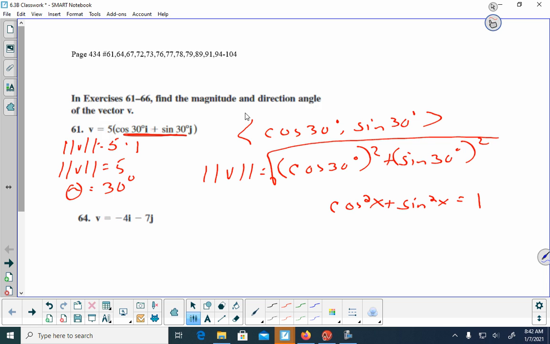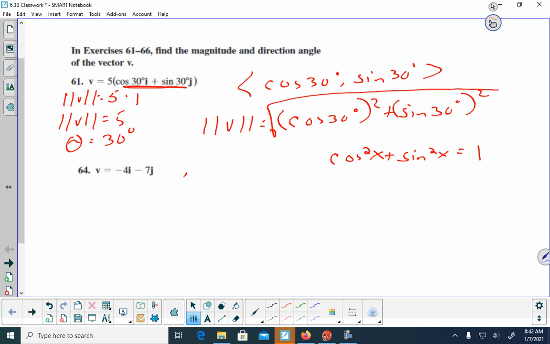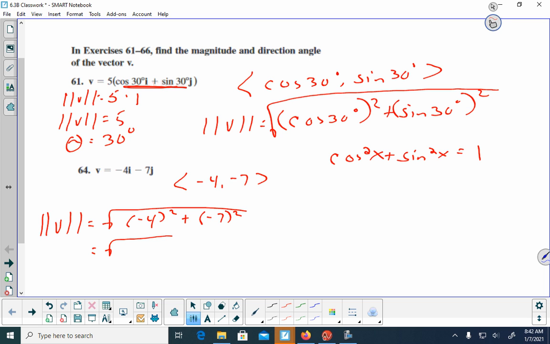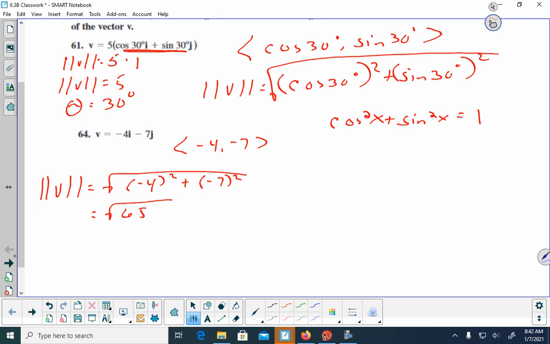Now 64 is not written in that form, so I'm going to have to do a lot more work. The first thing I'm going to do is write -4 and -7 in positive form first. To find the magnitude, I'm going to take the square root of -4 squared plus -7 squared. And when I do all that work, I get the square root of 65. There are no perfect squares in 65, so I cannot simplify.